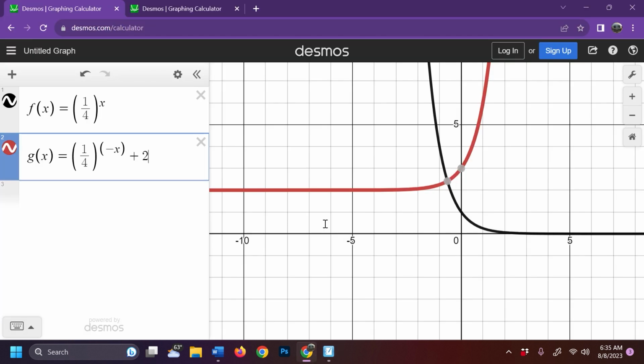And so again, here we see the black curve, f of x equals 1/4 to the x, gives you this exponential decay. g of x equals 1/4 to the negative x plus 2, you'll see that the black line is reflected about the y-axis and then moved 2 units up.